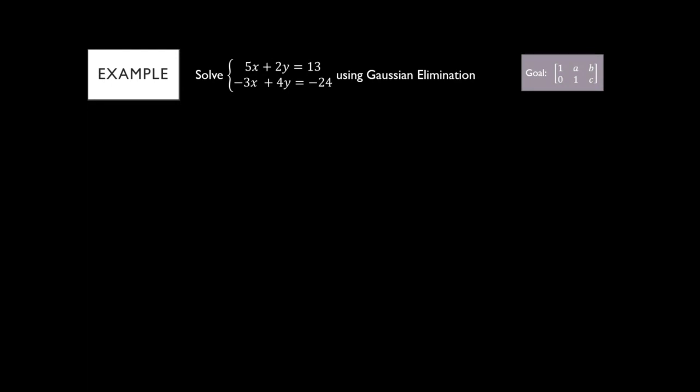So I'm going to start with two equations, two variables. And so this is our system. We're going to solve this with Gaussian elimination. And so our goal is to get ones in the diagonal.